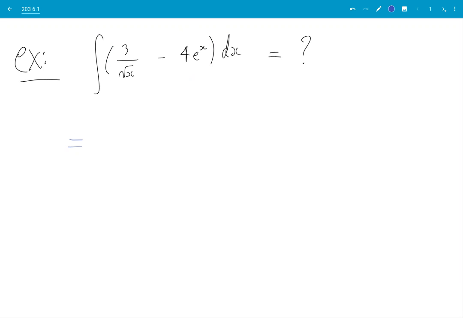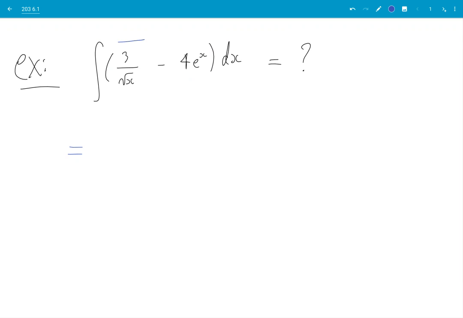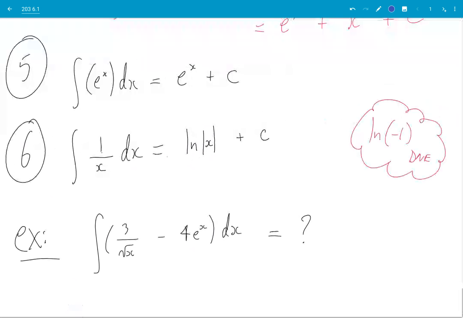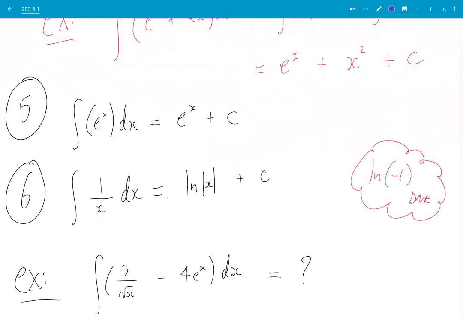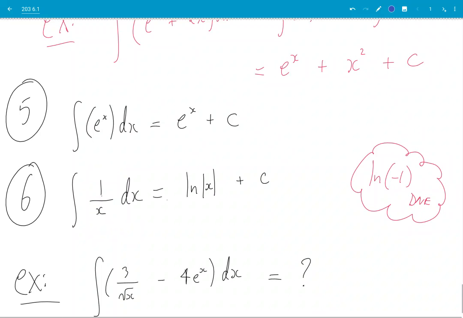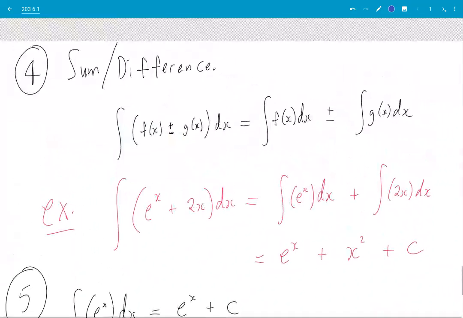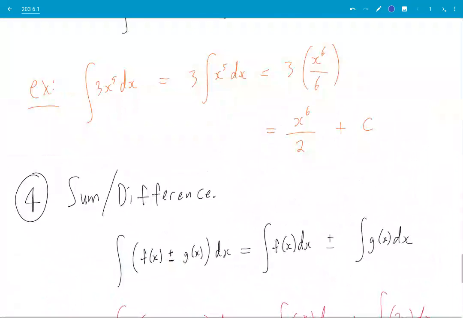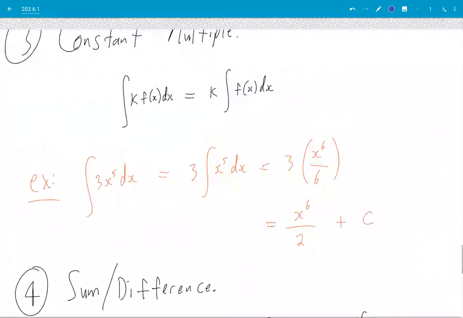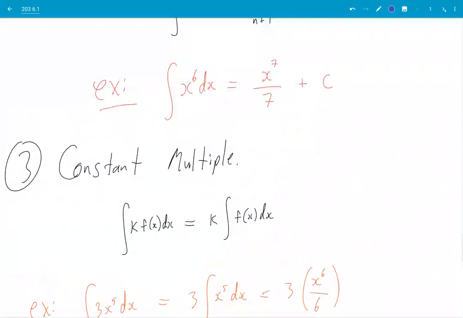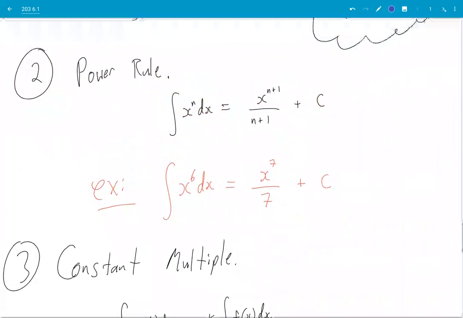What rule can I use to deal with the first part, 1 over root x? Not rule 6. That's not quite what we have there. In fact, we're going to use the power rule. Okay, so go to your power rule. We're going to be using this rule here.